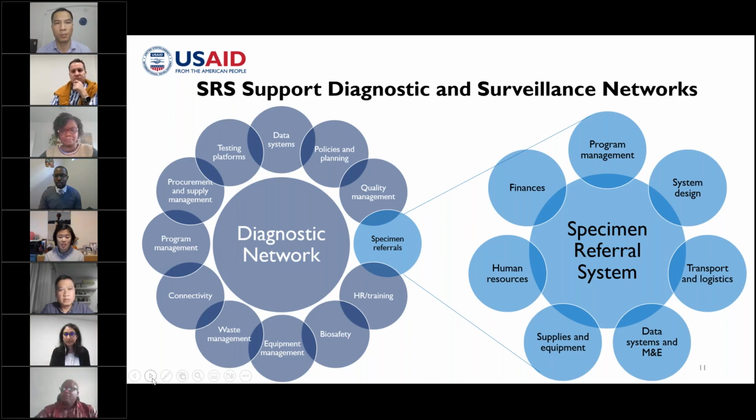There are components such as the transport and logistics, which is one component of the overall system, but there are also other components such as human resources, the finances that are necessary to operate these systems, etc. And specimen referrals then support either the diagnostic networks or support surveillance systems, and again, are one component of these diagnostic networks or surveillance systems. So we can see here the relationship between the two. Next slide, please.